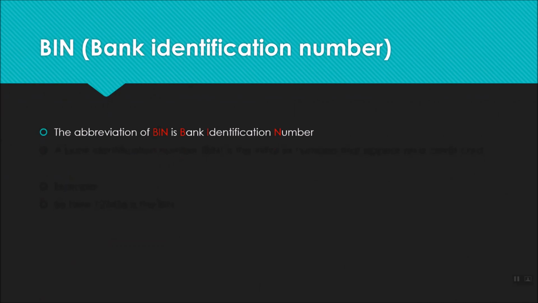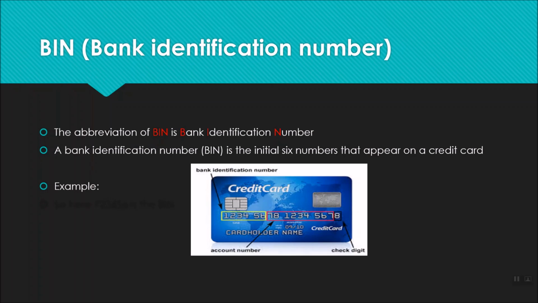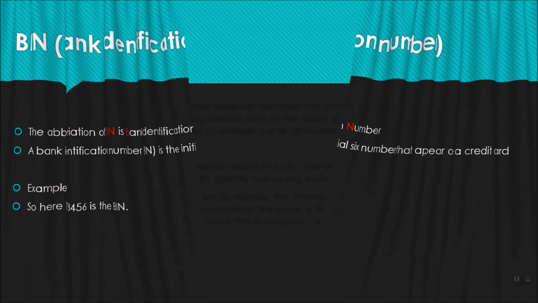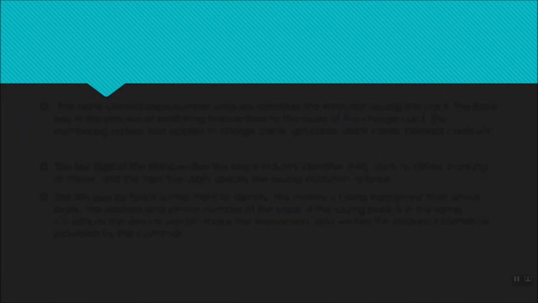BIN. The abbreviation of BIN is Bank Identification Number. And now, what is a BIN? A bank identification number is the initial 6 numbers that appear on a credit card. So for example, in this credit card, this 1 2 3 4 5 6. So here the 1 2 3 4 5 6 is the BIN. So what is BIN used for and how does it work?